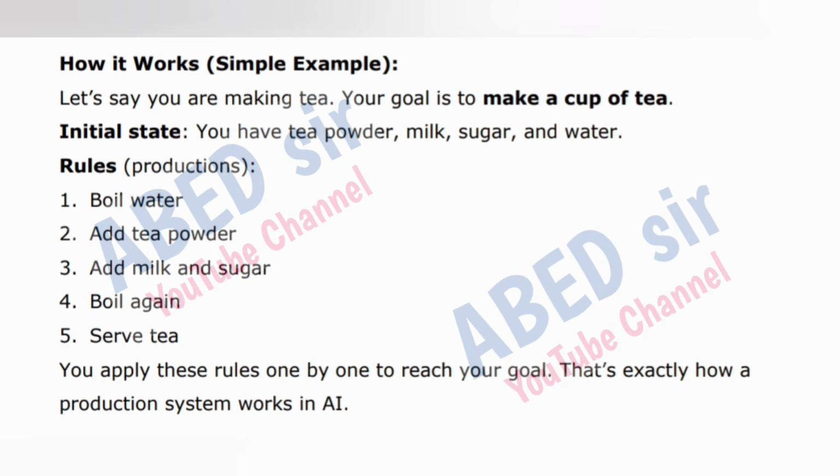How it works? Simple example. Let's say you are making tea. Your goal is to make a cup of tea. Initial state: you have tea powder, milk, sugar, and water. Rules, productions: 1. Boil water. 2. Add tea powder. 3. Add milk and sugar. 4. Boil again. 5. Serve tea. You apply these rules one by one to reach your goal. That's exactly how a production system works in AI.